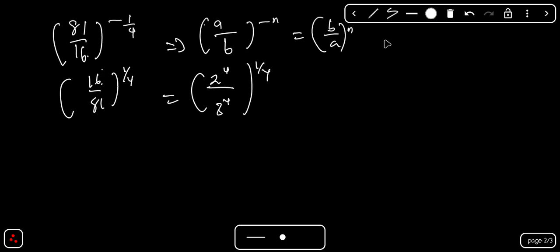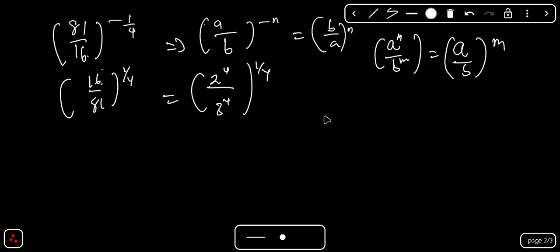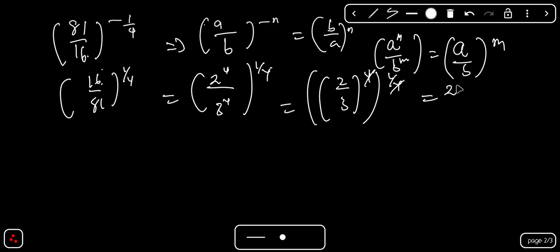Then remember I said if you have a over b raised to the power of m, then raised to the power of n, equals a over b, then everything raised to the power of n. Okay, so this means we have 2 over 3 raised to the power of 4. Then everything raised to the power of this 1 over 4. So we can see the 4 cancels out the 4. So what we have now is 2 over 3. And we have our answer. So 2 over 3 is the answer.